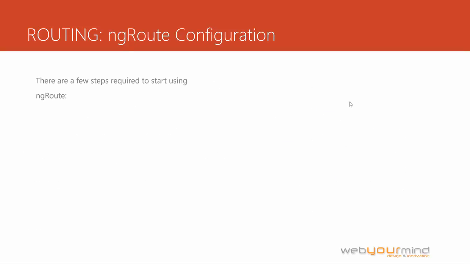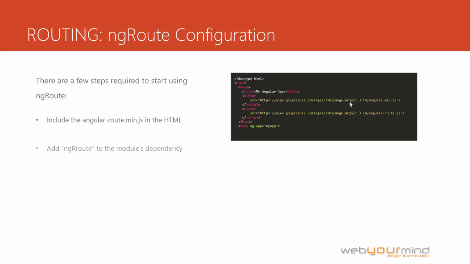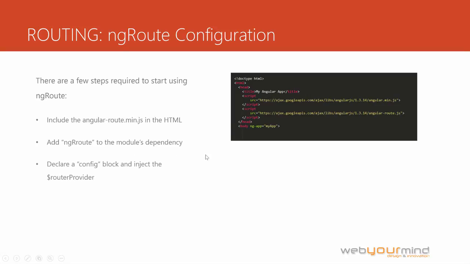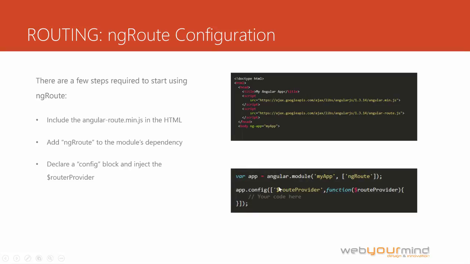How to configure our ngRoute. There are a few steps required to start using that. As you can see from the screenshot on the right, we just need to include the actual Angular route script. It's true that it comes out of the box, but if we want to use it, we need to include it in our application as a dependency. We have to declare a configuration block, as I mentioned, and inject the $routeProvider dependency. And then we just start using that.